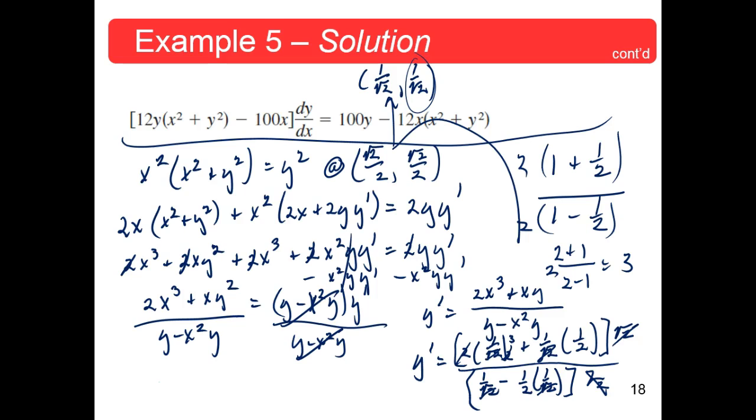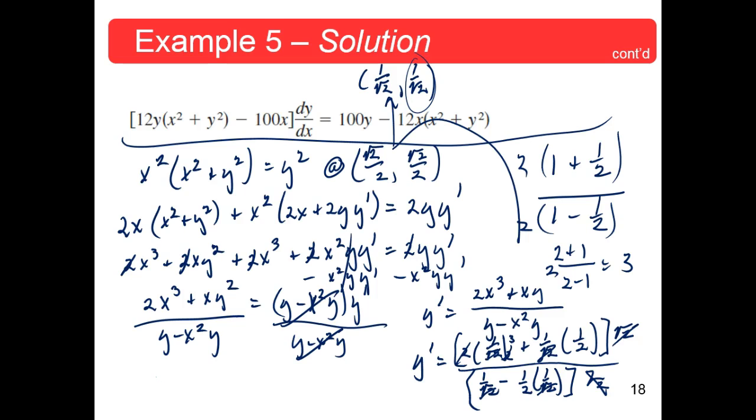Now, I was really surprised when Nolan didn't want to plug in right in this step right here. It would have made it much easier, because you did that before and it worked out nicely. But we came up with 3, and that is the slope.